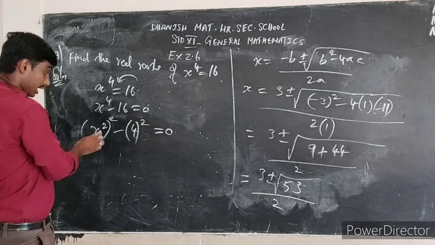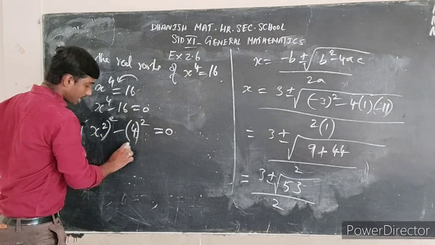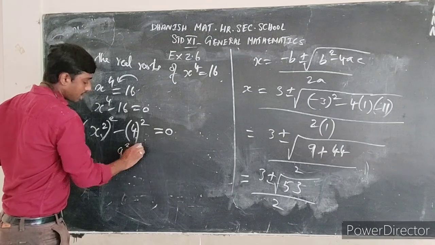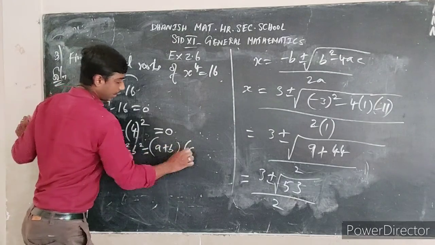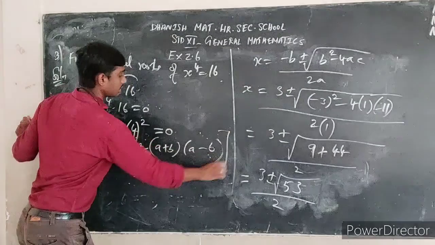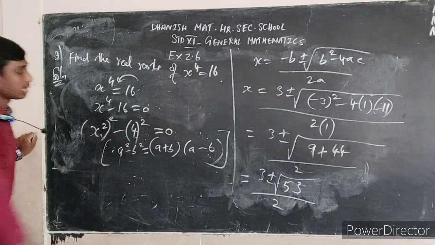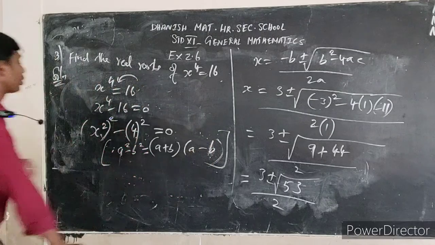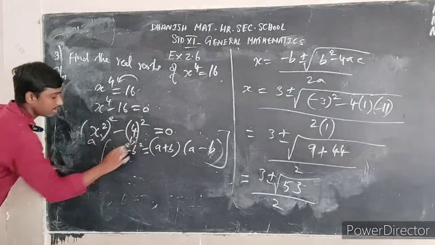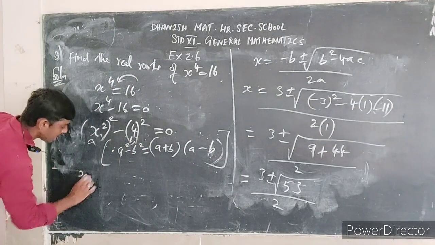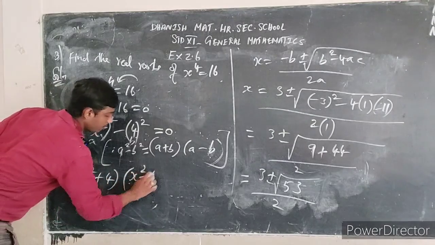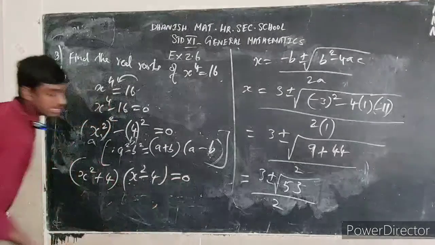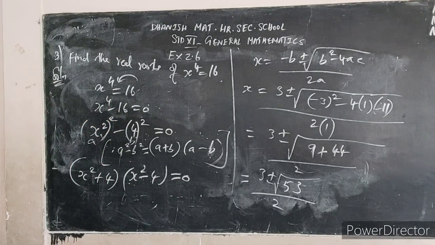What is the formula? A square minus b square formula, that is a plus b into a minus b. So write like this: a plus b, a minus b. This one is the a value, this one is the b value. Now I am going to write like this: x square plus 4, x square minus 4 equal to 0.